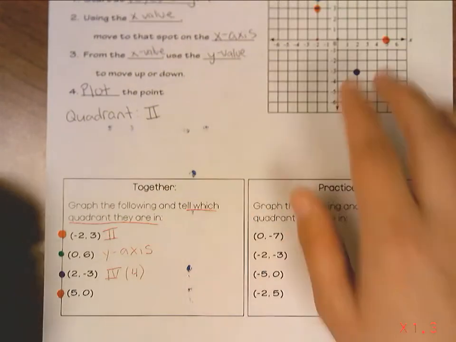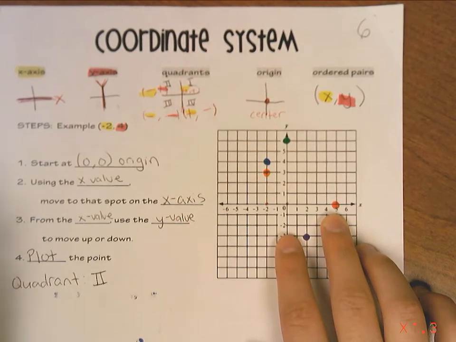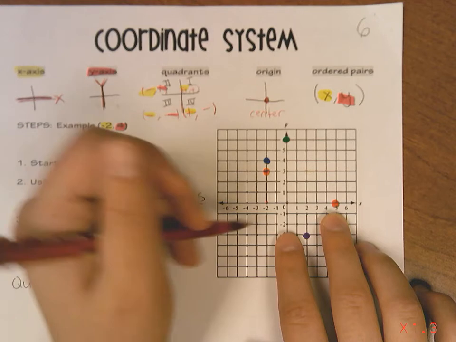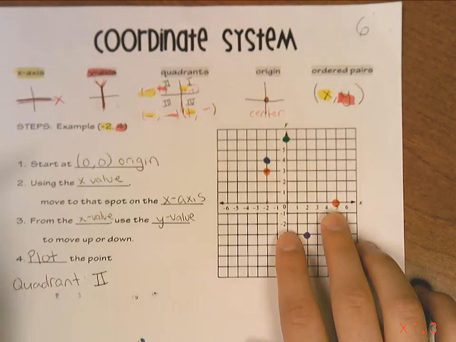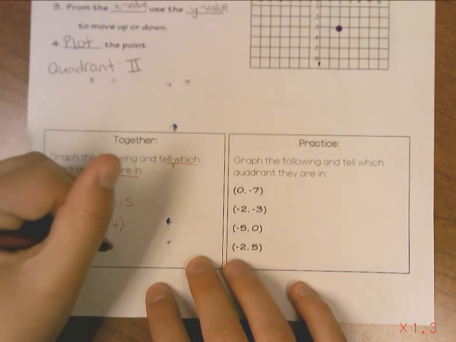And the last one is our red dot. Sorry, that's red. Our red dot's not in a quadrant either. It's just directly on the x-axis. And so it's just going to be the x-axis.